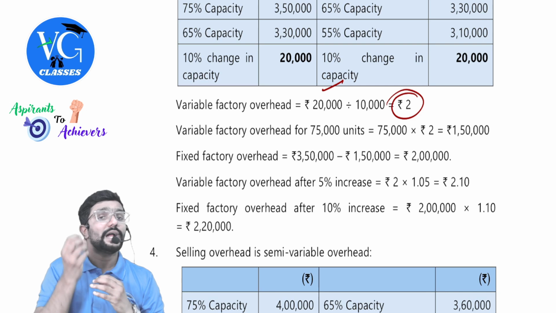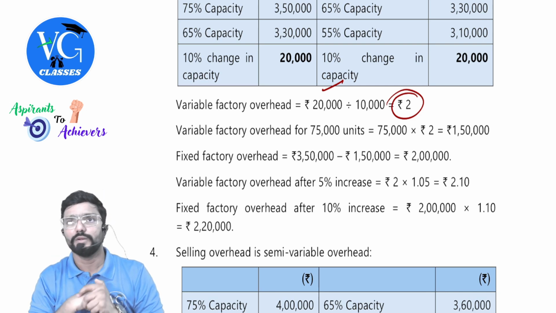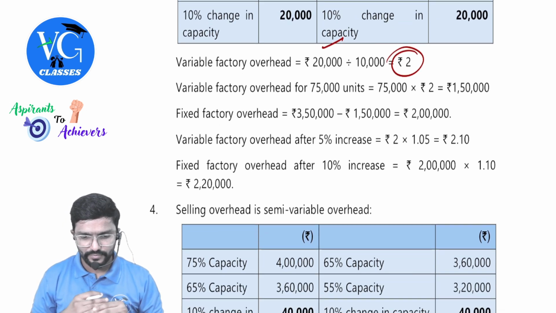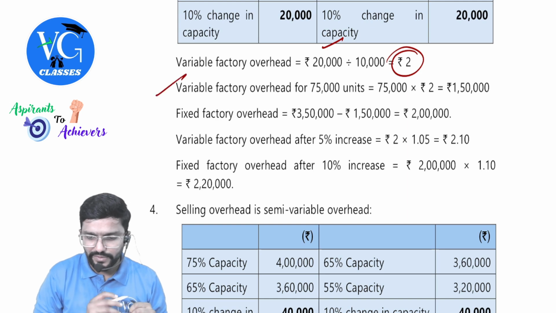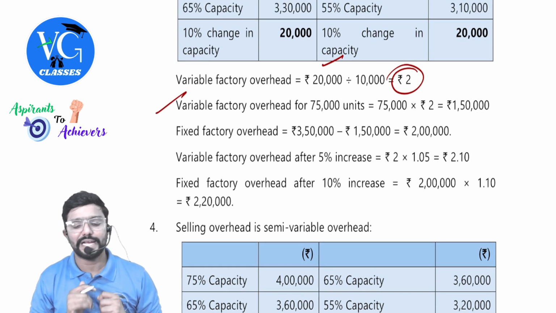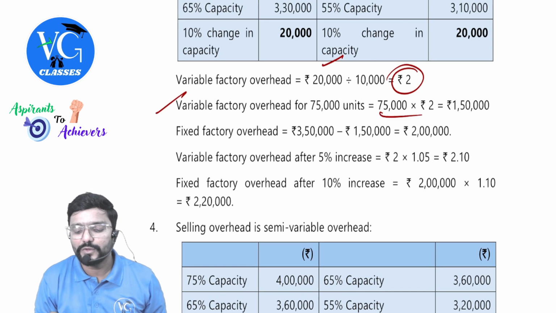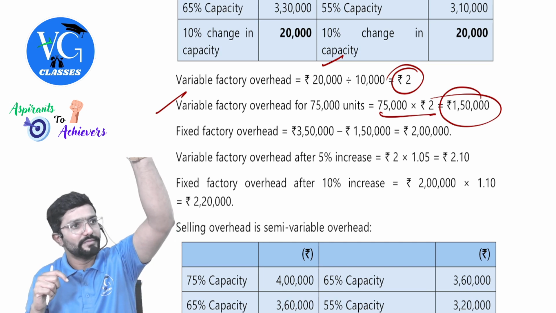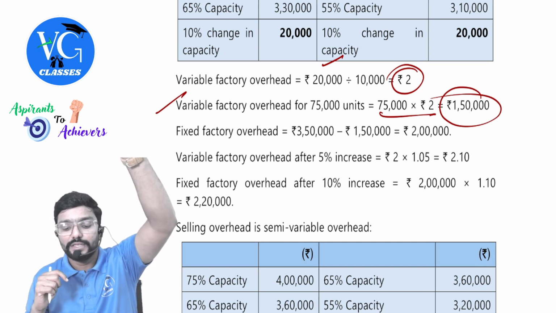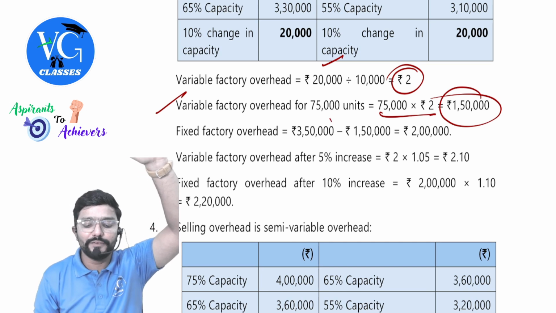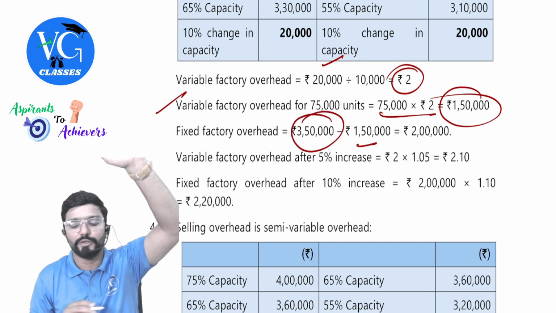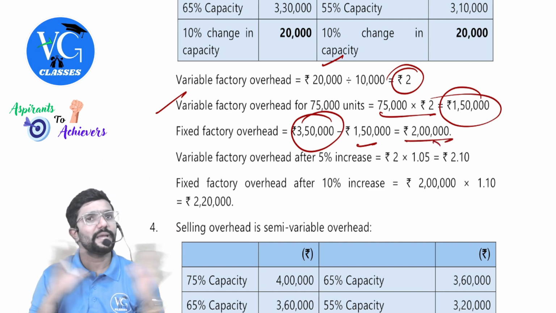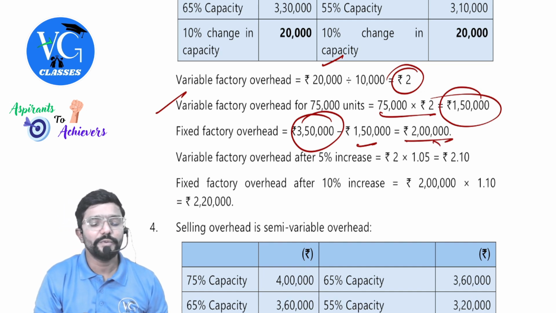Now take any one level and try to figure out how much is the fixed portion. What have they done? Okay, 75,000 they have taken. For 75,000 units, guys, what is the variable cost? 75,000 into 2, 1 lakh 50 you will get. What is the actual total overhead there? At 75%, 3 lakh 50. So 3 lakh 50 is the total. From that you remove the variable portion and you will get fixed. Now, will fixed be the same at all levels? Yes, sir. Hope you guys are getting it.